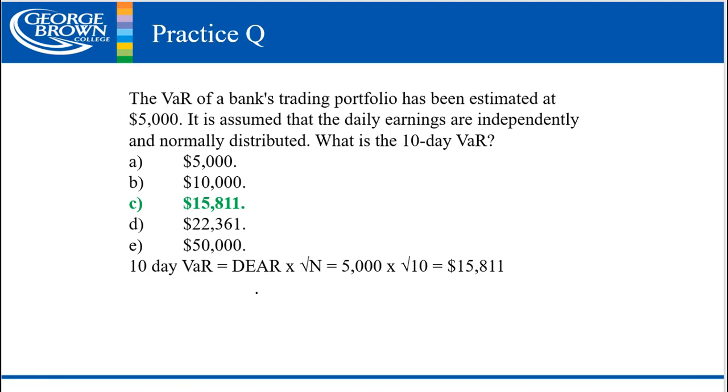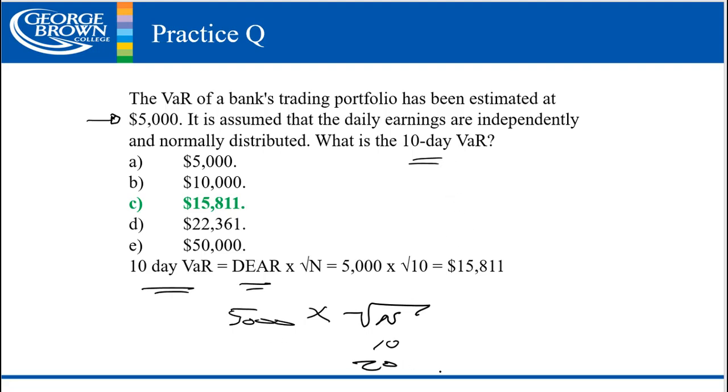So you see that this question is actually fairly simple once you know the formula. To calculate the 10-day VAR, we just take the daily earnings at risk, which they've given it to us. The VAR of a bank's trading portfolio is assumed to be $5,000. That's daily, so daily earnings at risk is the 5,000, and we're just going to multiply it by the square root for the number of days. In this case, they're asking for the 10-day VAR, so it's the square root of 10 times 5,000. If they're asking for the 20-day VAR, it would just be the square root of 20.